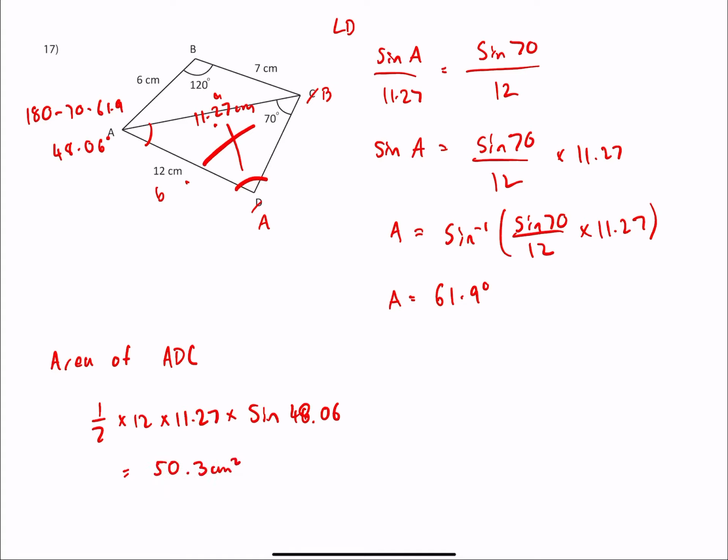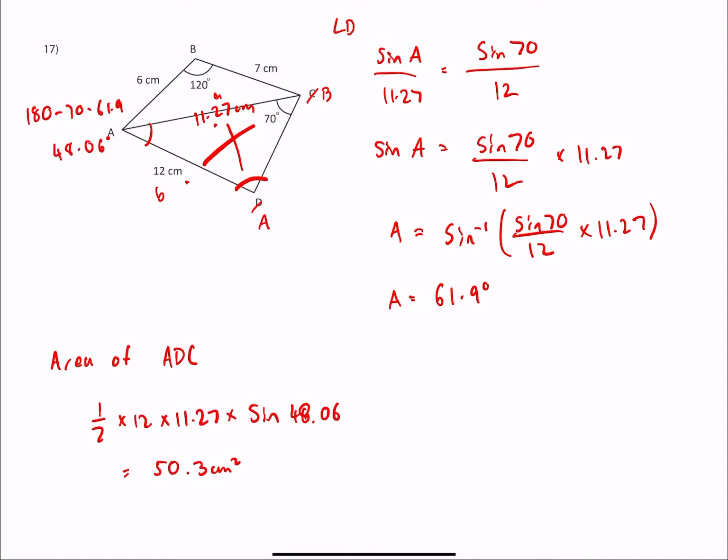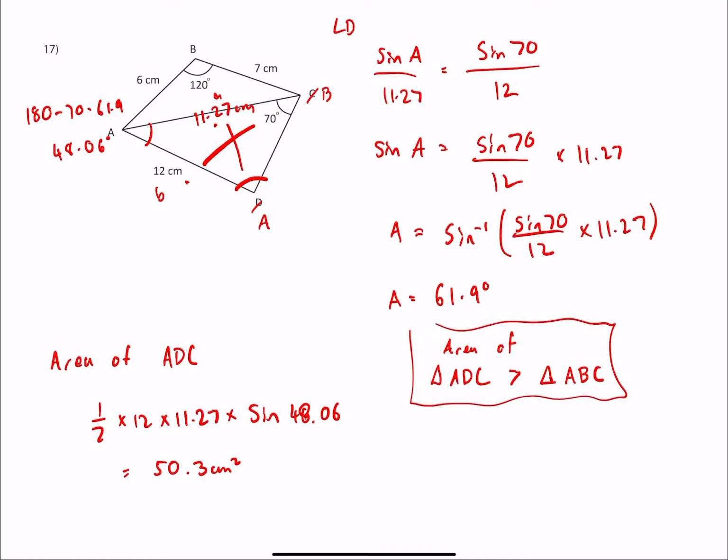Okay, so let's compare the two. The area of ADC is 50.3. The area of ABC was 18.2, so obviously ADC is a lot bigger. So area of triangle ADC is greater than triangle ABC. Okay, hopefully you got that correct and was able to get to a final solution.